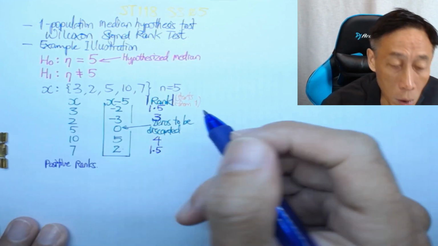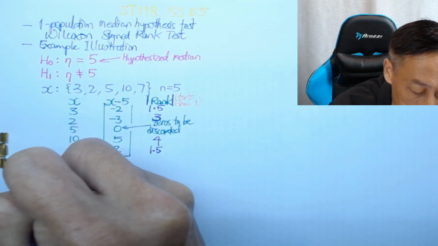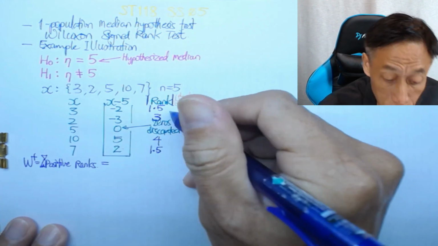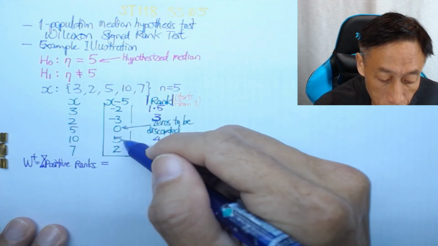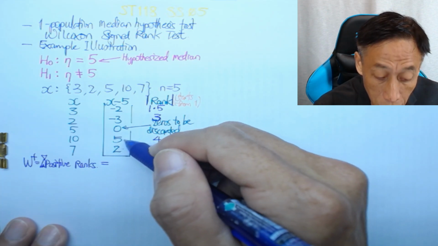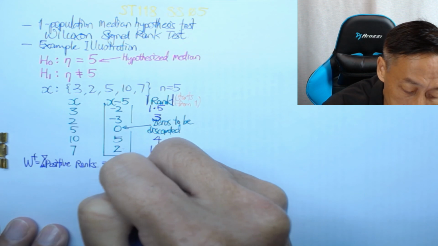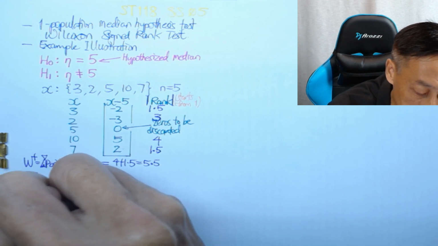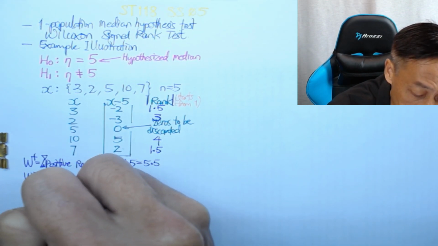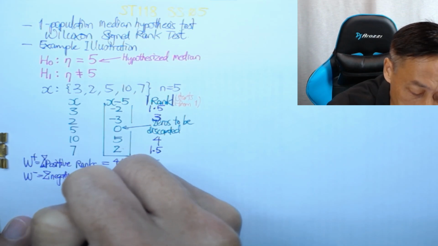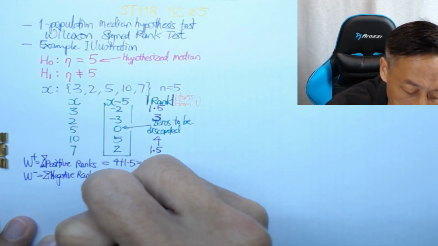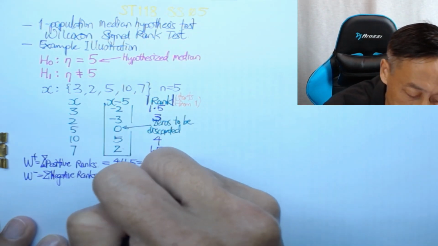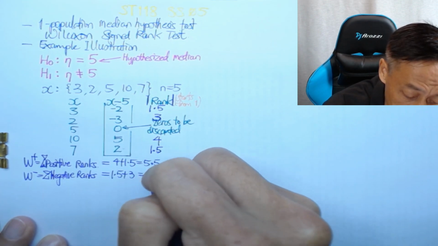Okay, which we normally denote as W plus, Wilcoxon, is the sum of all the positive ranks. So we scan through and look at the positive ranks based on the original data, right? So 4 plus 1.5, so we get 5.5. The negative ranks, similarly, we scan through the ranks, noting the minus signs. So we have 1.5 plus 3. So that's 4.5. Okay, that's it.